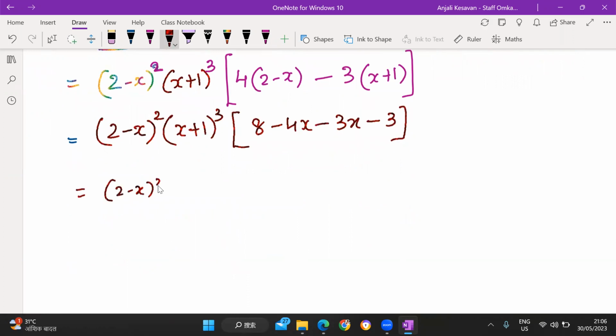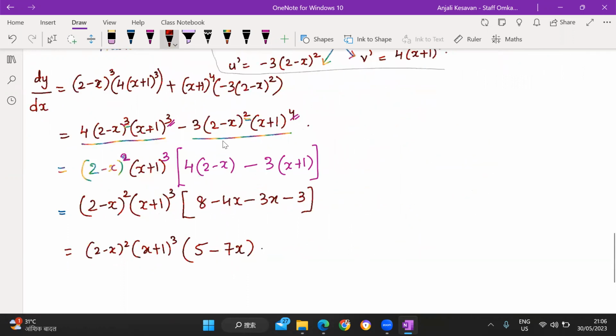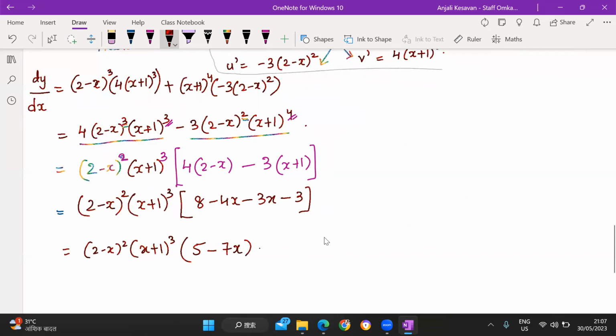2 minus x the whole square times x plus 1 the whole cube times 8 minus 3 will be 5, minus 4 minus 3 will be minus 7. So you see we got the simplest form of the differentiation. Okay. Now that we have got, what is this? What have we obtained? We have obtained our gradient function. Now we need to still find the gradient. How do we find the gradient?